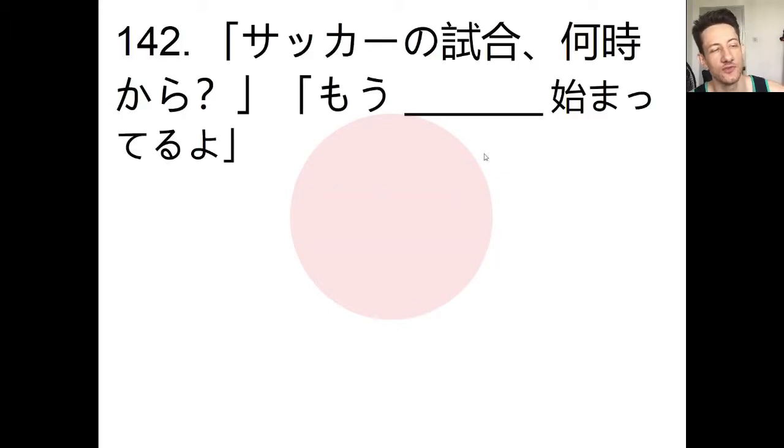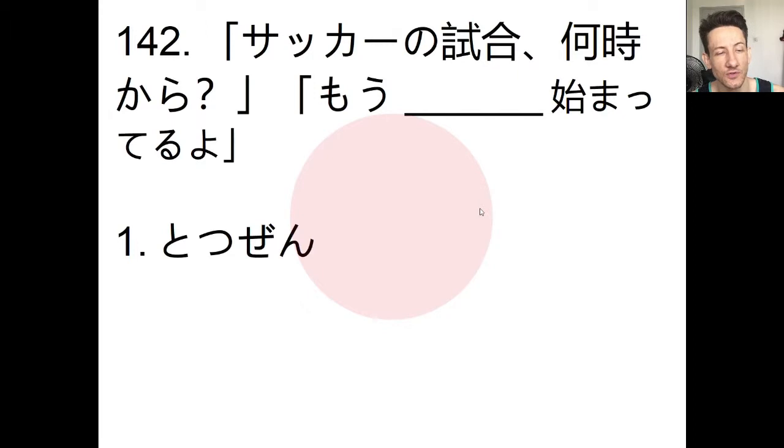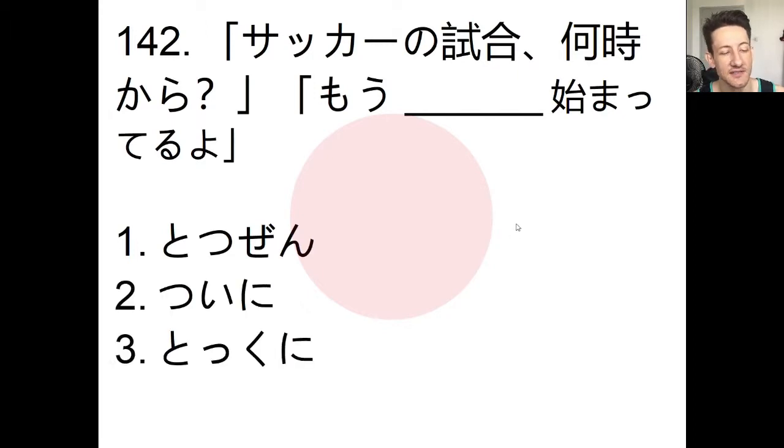All right, moving on now, we'll take a look at our vocabulary. Number 142, fill in the blank with the conversation. The first person says, サッカーの試合何時から? And the second person says, もう突然、ついに、とっくに、やっと始まってるよ. So which word best completes the conversation? Pause the video, choose an answer, and we'll check.